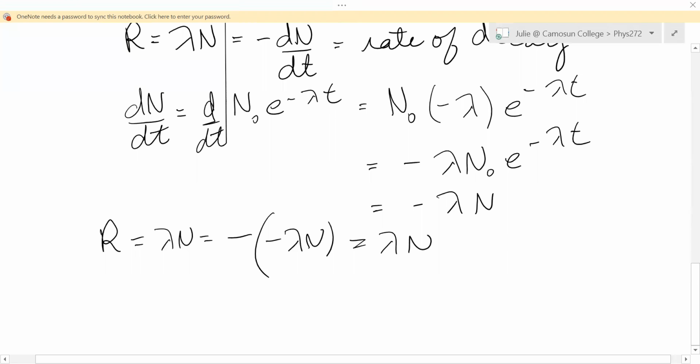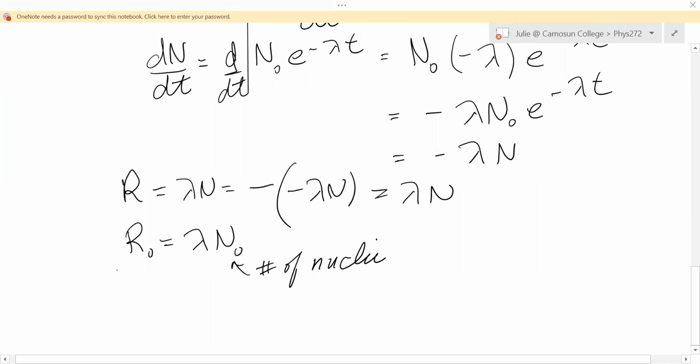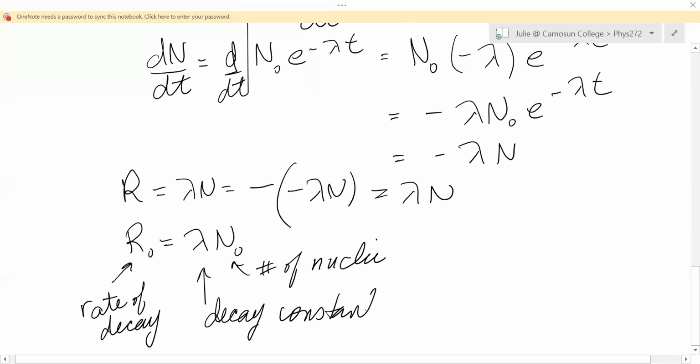Okay, and if you need the activity at time 0, R0 is just lambda N0. So sometimes that's a really handy formula. Remember, N is the number of nuclei, R is the rate of decay, and lambda is the decay constant. That's the per time that you need. Okay, so that should do it for this.